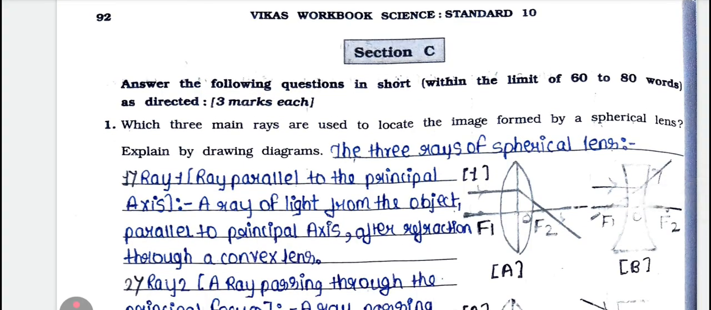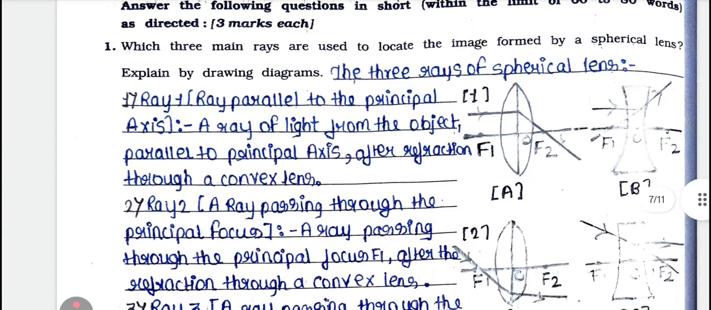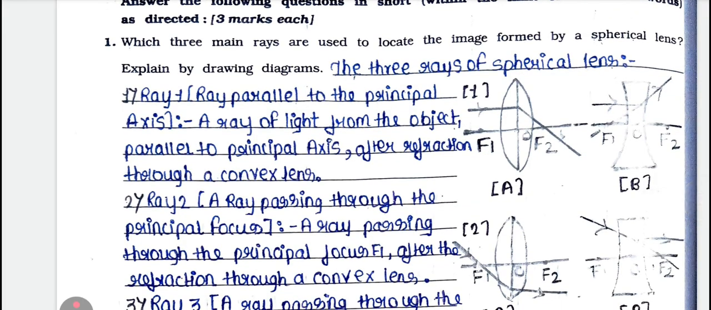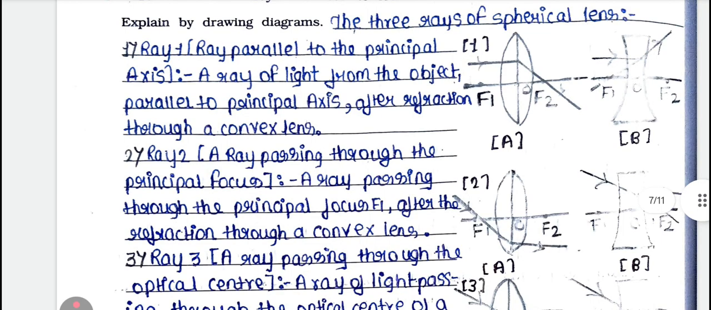Next, which three main rays are used to locate the image formed by a spherical lens? Explain with a drawing of the diagram. So the three rays for a spherical lens; the first ray is the ray parallel to the principal axis. So the answer will be: a ray of light from the object parallel to the principal axis, after refraction through the convex lens. Correct? Okay.